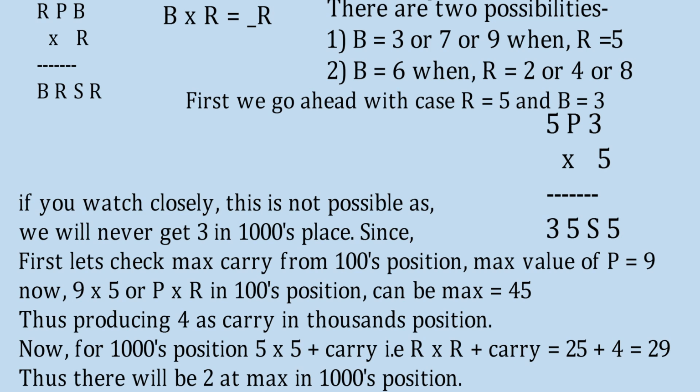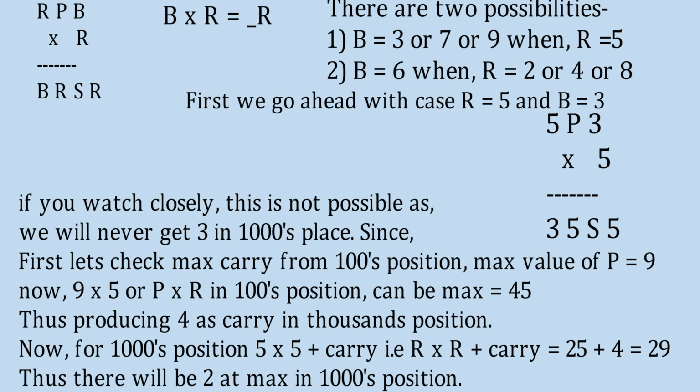So in that case, at maximum we can get a carry of 4, and 5 into 5 gives 25. So when the carry of 4 is added to it, it becomes 29 only. So 3 is not possible at the thousandth place in any case. There will be a maximum of 2 at the thousandth place. So this case is not possible.